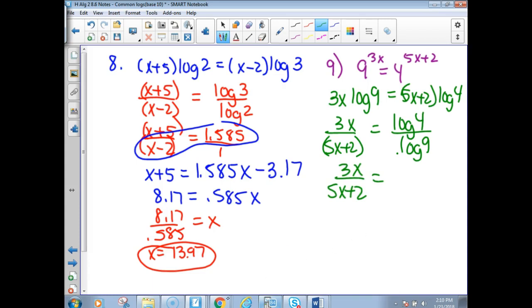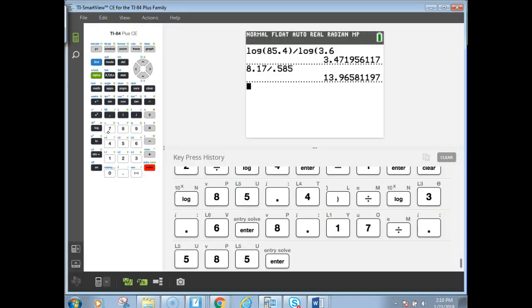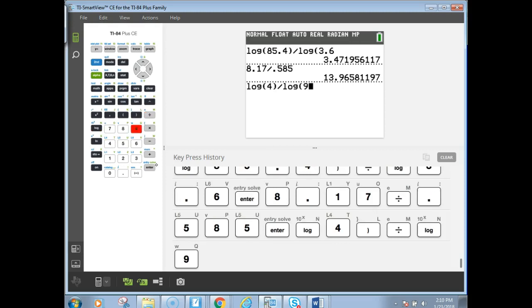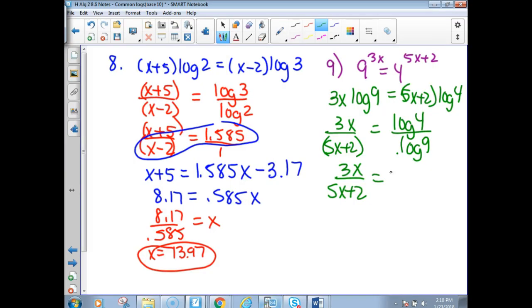What is log 4 divided by log 9? Okay, let me see if I get log of 4 divided by log of 9. 0.6309. Okay. All right, now I'm going to do cross products. I'll have 3x equals 5 times 0.6309. What's that?